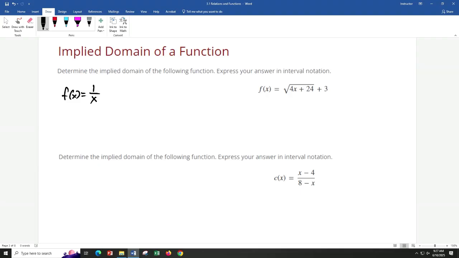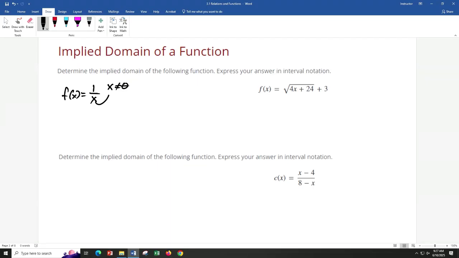So this one has a restriction. It says x cannot equal 0. Give me any other number, man, I'll work great for you. I'll work from now to forever. But you can't give me this number here.